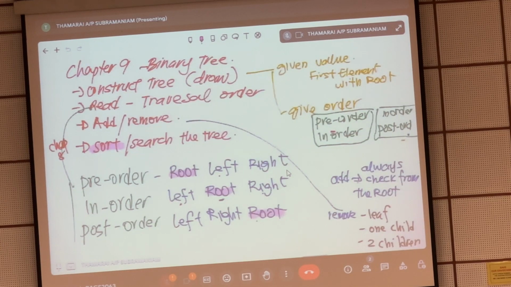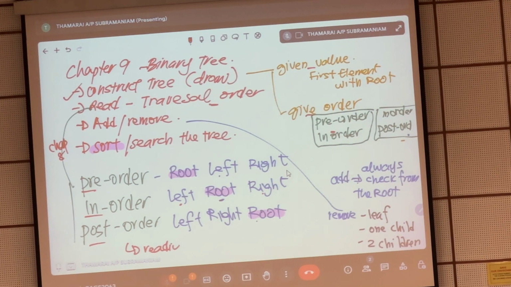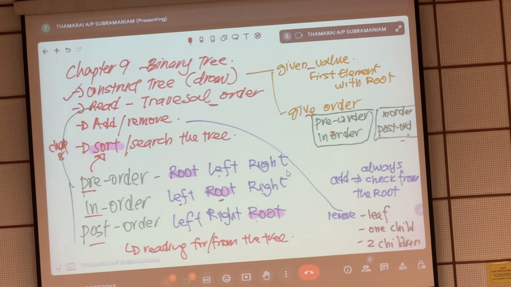So to revise back, make sure you know how to construct a binary tree. It can be a given value or an order given. Make sure you know how to traverse, so your pre-order, in-order, post-order. This traversal can happen where the tree is already given, or you already constructed the tree and then you have to read the value from the tree. Once you read the traversal order, then you may be required to sort it. So that's usually how the question will be.